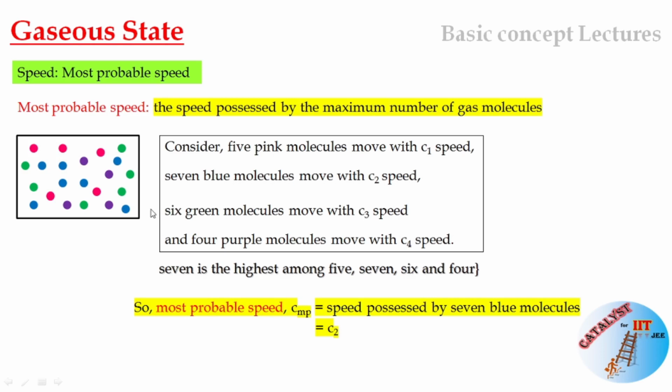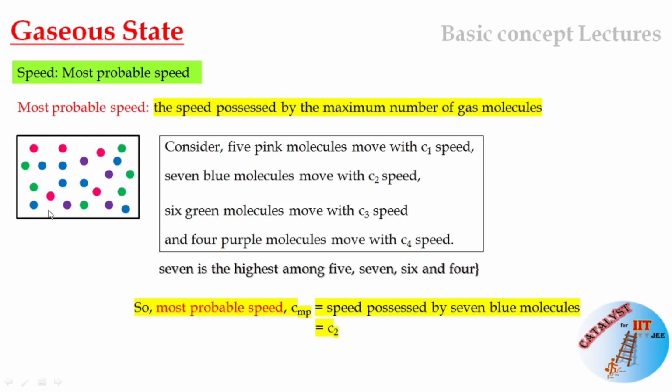So let's look into this picture here again, where the different groups of molecules having different speeds are represented by different colors. Here these molecules form 4 different groups according to their speeds, and these groups are represented by the pink, blue, green and purple color. Now if we consider that these 5 pink molecules move with C1 speed, 7 blue molecules move with C2 speed, 6 green molecules move with C3 speed, and 4 purple molecules move with C4 speed, then we can easily say that 7 is the highest number among 5, 7, 6 and 4.